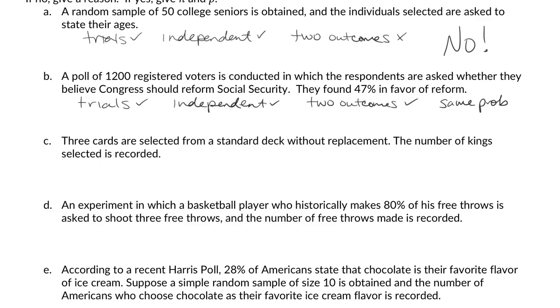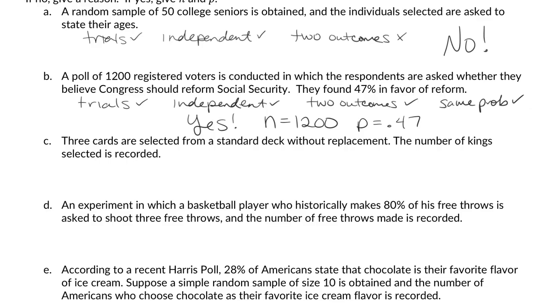Is that true? Yes. So this is a binomial experiment with an N of 1,200 and a probability of success of 0.47. With those 2 numbers, we could find the mean, we could find the standard deviation, and we could make predictions about the number of people we would select who want a particular thing. We just need N and P.